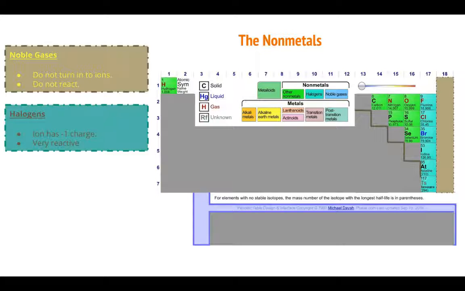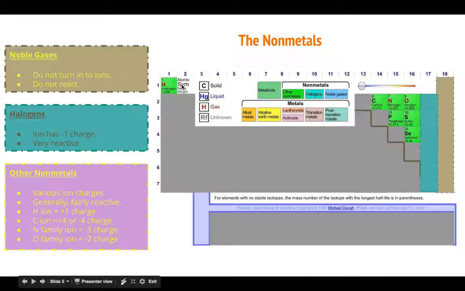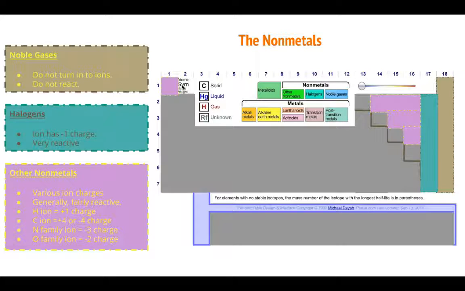Right next to them we have the halogens, which are super reactive. And they have a charge of -1 when they are an ion. Next to that is the oxygen family, which has a -2. Nitrogen family has a -3. Carbons can be +4 or -4. Hydrogen over here, since he's with the alkali metals, he's got a +1. But all the rest of those we just call the other nonmetals. They have different charges based on what groups they're in.